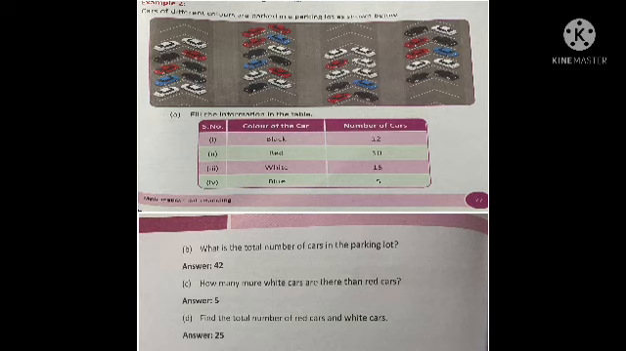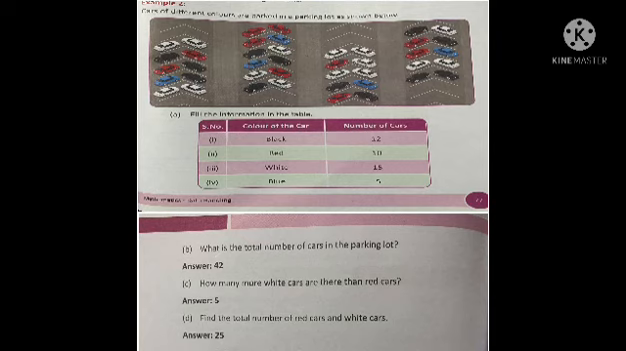Now, students, I am going to explain one example of different cars which are parked in a parking area which you are seeing on the screen. And now we have to give information of the cars in a tabular form. First is black and the number of cars is 12. Second, red, number of cars is 10. Third, white and number of cars is 15. Fourth, blue, number of cars is 5.